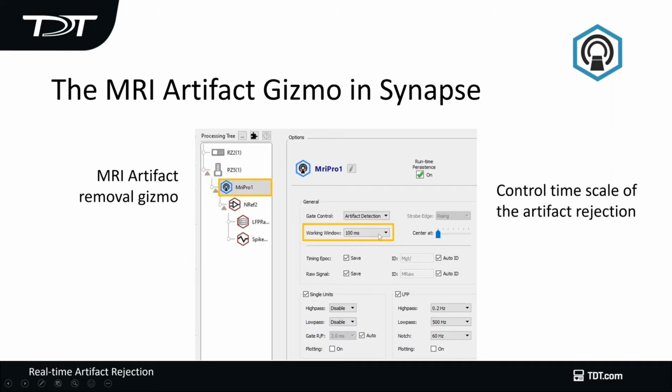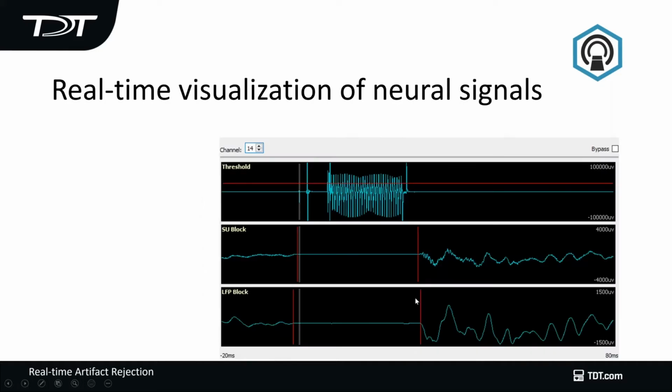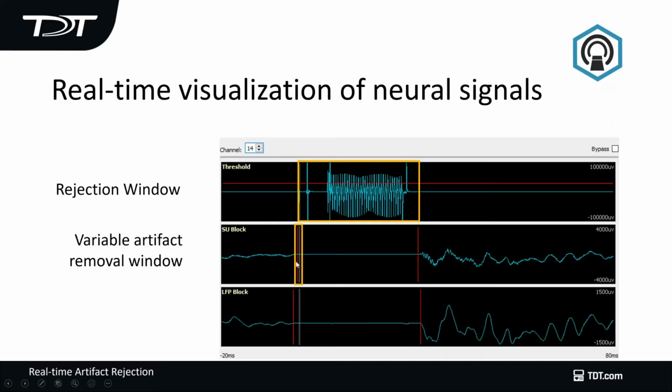Here we have a working window that you can change that's going to allow you to scale the area where you have your scanner artifact. You're going to be able to save the raw signal for doing offline analysis, and then you have the ability to save your signals for either single units, local field potentials, or both. Here we have set our threshold. Here's my rejection window. And then these are the two different variable artifact removal windows that allow me to scale where my artifact is and then look at the signals around it.